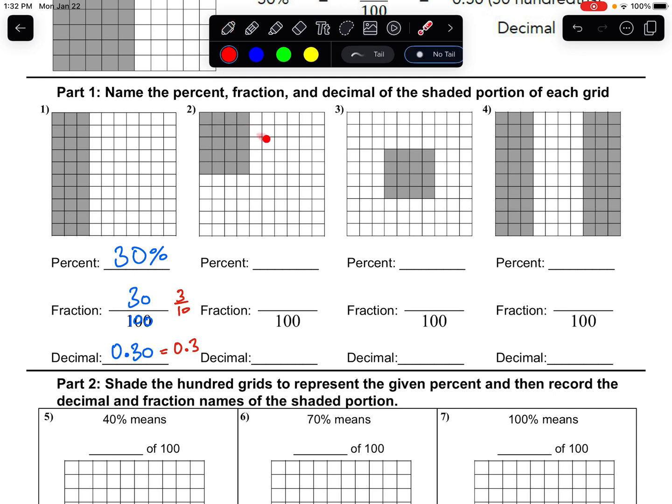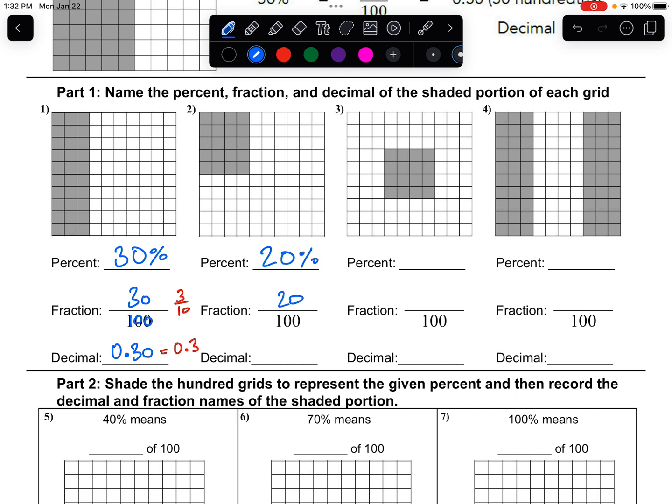Let's take a look at this. How much of this box is shaded? Well, we've got 4, 8, 12, 16, 20. So that is 20 out of 100, which is just 20%. Let's write that in blue. 20%, or 20 out of 100.